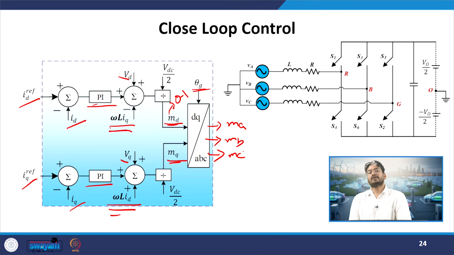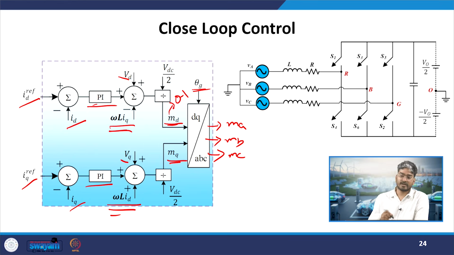Now what will be the relation of these MA, MB, MC? They will be perfectly balanced, that is, they will have a phase shift of 120 degrees from each other, and they will have a particular amplitude and angle shift based on my active and reactive power reference. So we will continue from this point in the next class. Thank you.